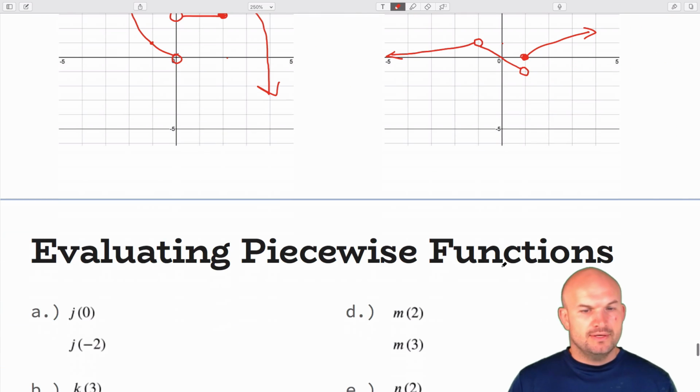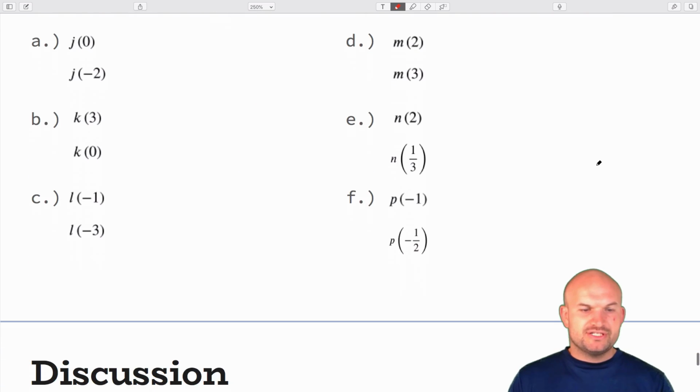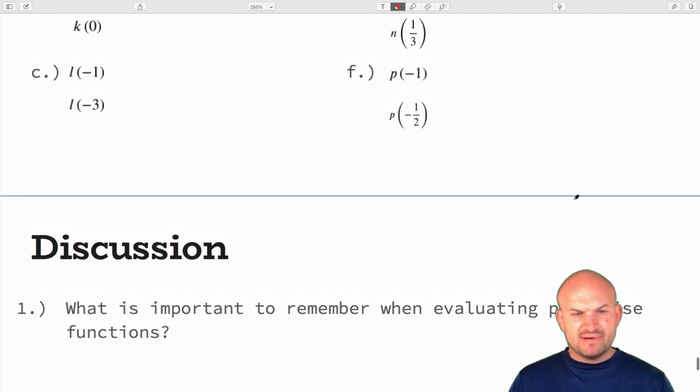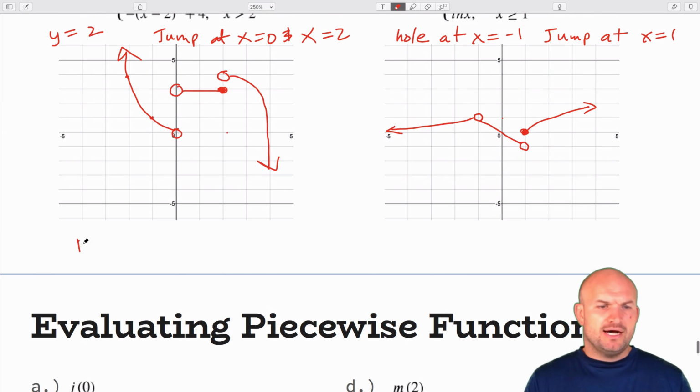All right, and so the last thing I really wanted to come up with was looking into the evaluations. But actually, before we even get to that, let's talk about one more last little discussion.